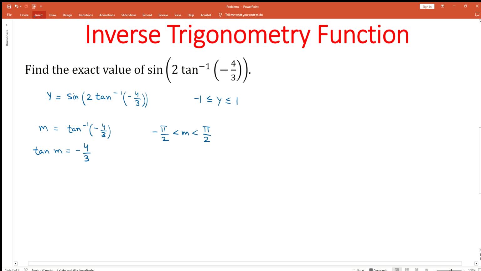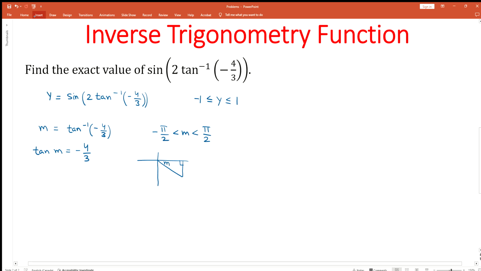This is a very important concept we need to understand to solve this type of problem. Angles between negative pi over 2 and 0 lie in quadrant 4. Therefore, angle m is in quadrant 4. We can draw angle m in quadrant 4. This is a right angle triangle. This is angle m. Next, we can label the side lengths of this triangle.